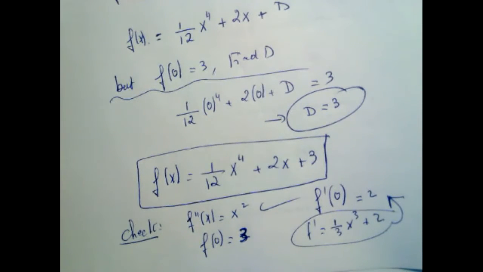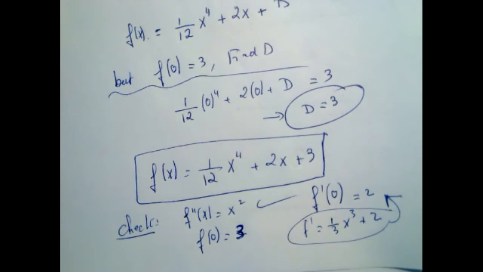So now I created a function. The second derivative is x squared. It takes 0 to 3 and takes f prime of 0 to 2. Okay. So this is how we solve.